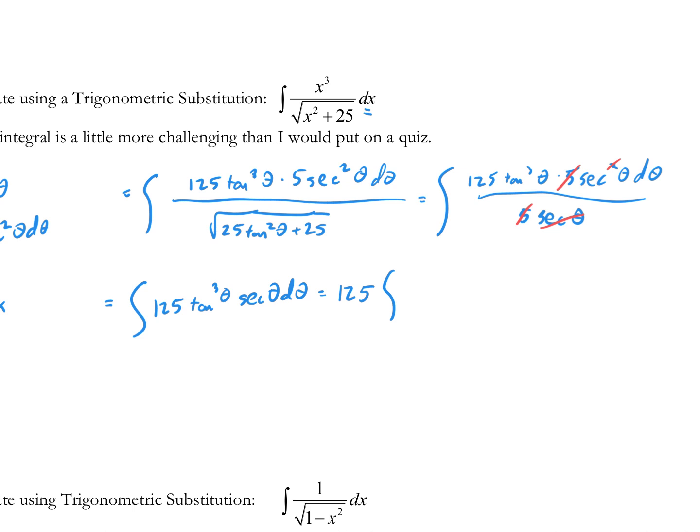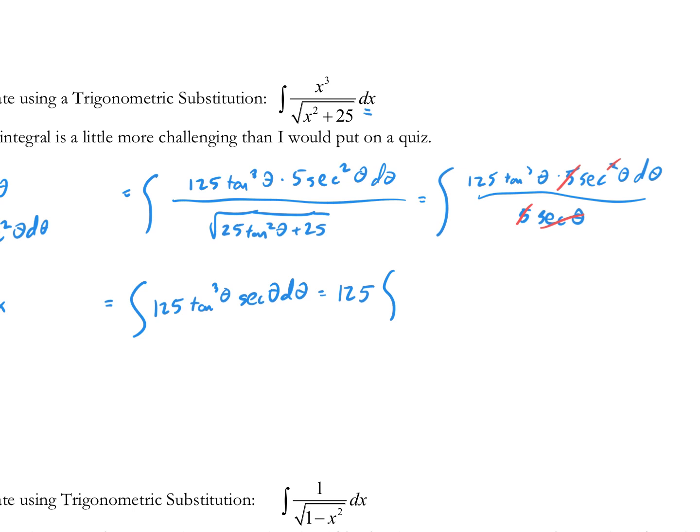Now we consider the two possible u substitutions. If I set u equal to the tangent of theta, then I would need du to be the secant squared of theta, which we don't have inside of this integral. We just have a secant to the first power.